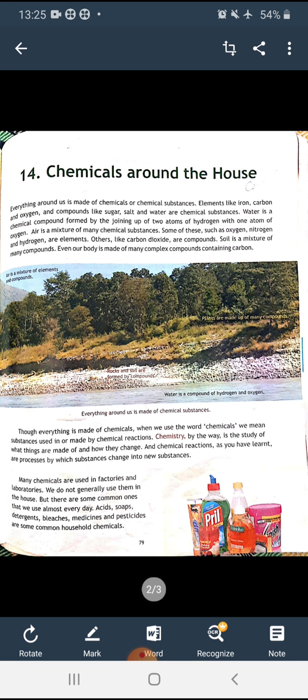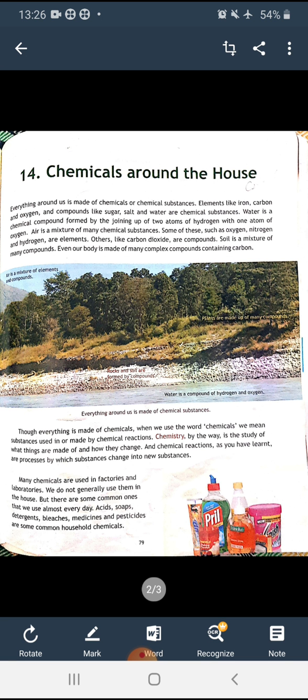So beta, everything around us is made up of chemicals. Though everything is made of chemicals, when we use the word chemicals, we mean substances used in or made by chemical reactions. Chemistry, by the way, is the study of what things are made of and how they change. And chemical reactions are processes by which substances change into new substances.